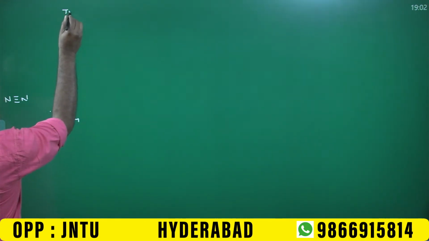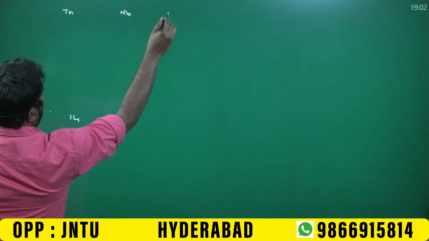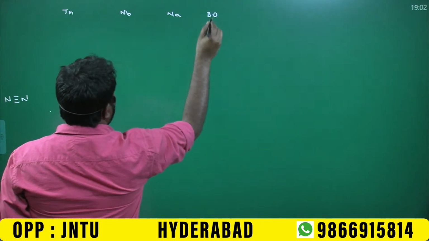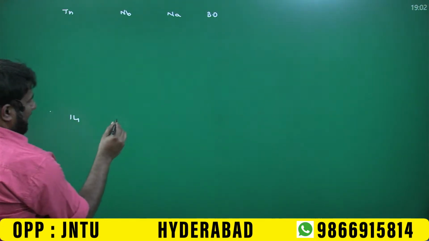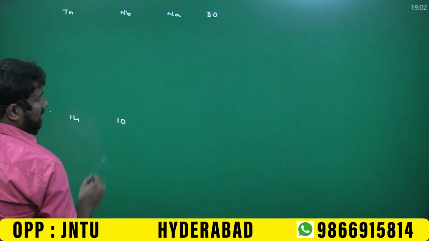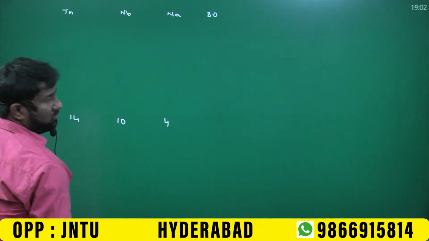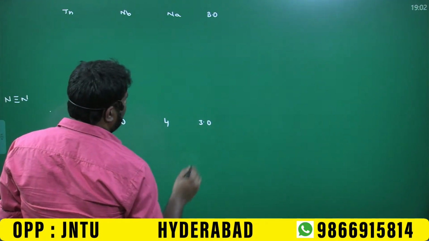Here you write total number of electrons, number of bonding electrons, number of anti-bonding electrons, and the last part is bond order. We are writing 3 parts. If 14 electrons are there, how many bonding electrons should be there in the molecule? 10 electrons. Number of anti-bonding electrons 4. Bond order is absolutely 3.0.